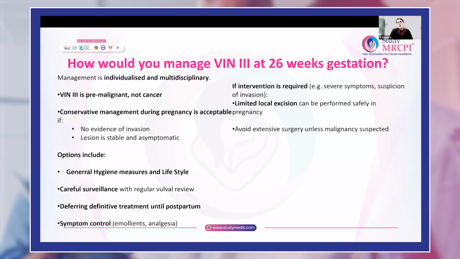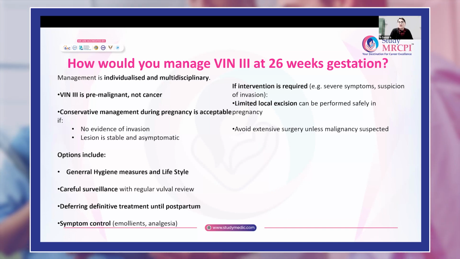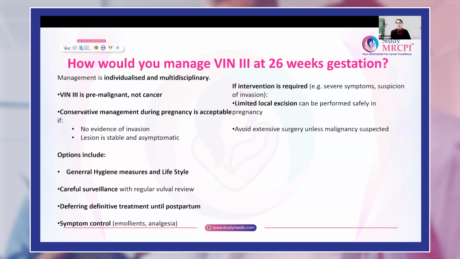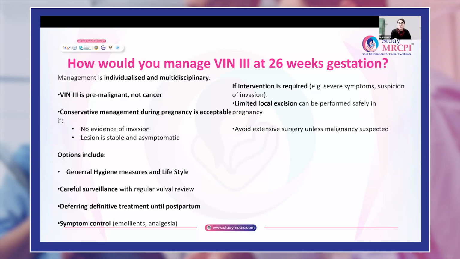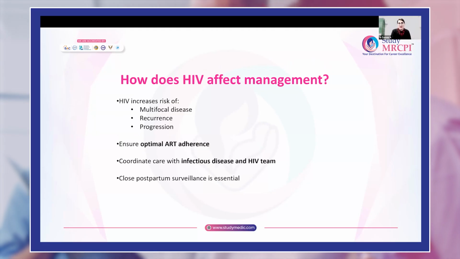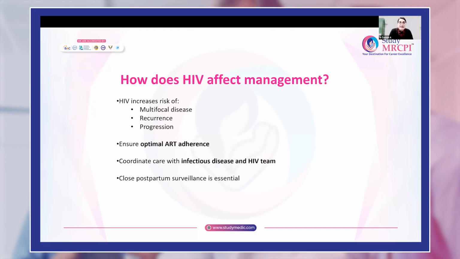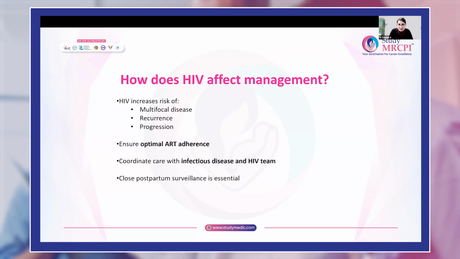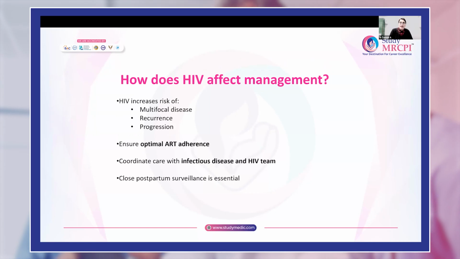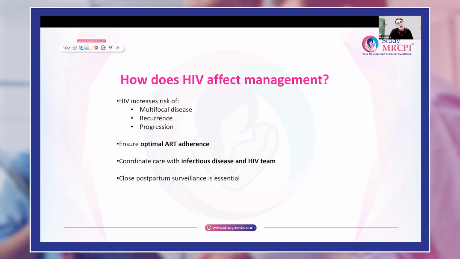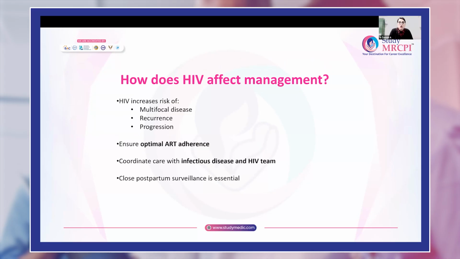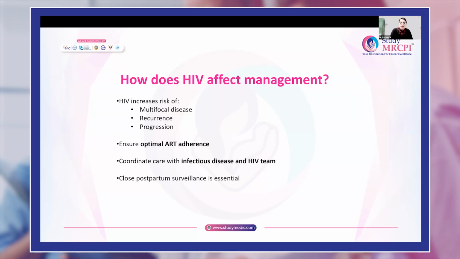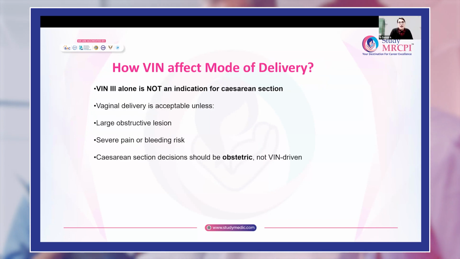We may need intervention if the symptoms are severe or if there is risk of invasion, and that should be limited local excision, with definitive treatment in the postpartum period. HIV can increase the risk of multifocal disease, recurrence, and progression of the disease. So antiretroviral therapy adherence is very important, and a multidisciplinary team in close liaison with the infectious disease and HIV team should be there. Postpartum surveillance is also very important.